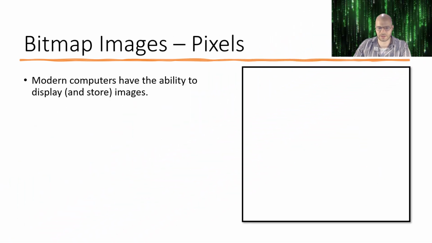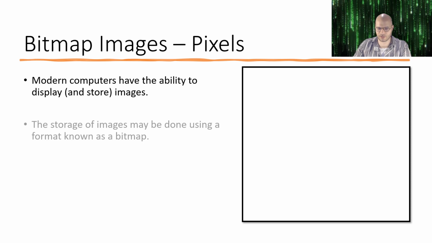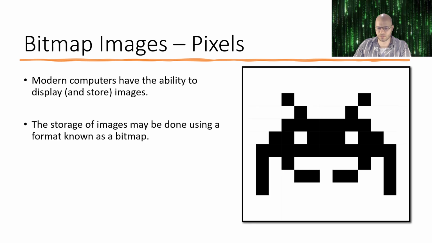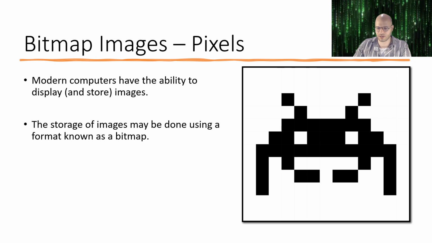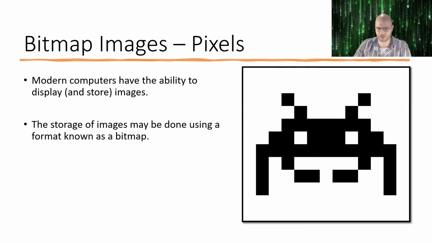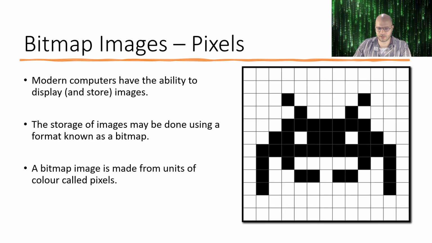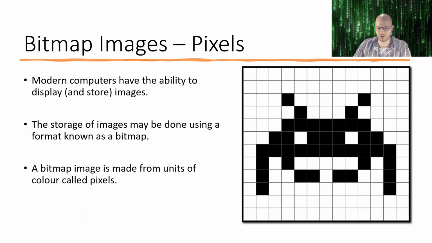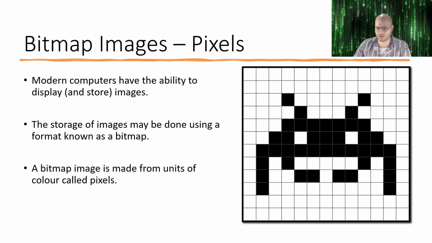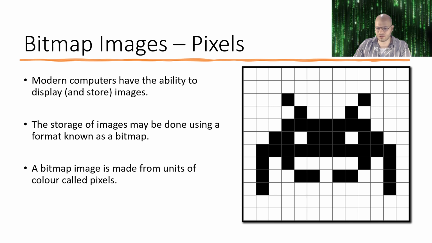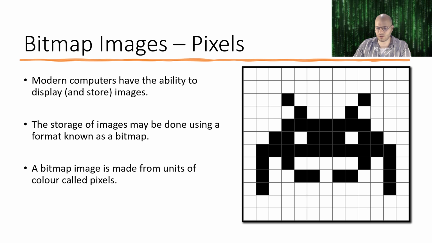Modern computers have the ability to display images. The storage of images may be done using a format known as bitmap. A bitmap example is shown on the right here. The bitmap image is made from units of color called pixels. Notice how the bitmap image has been split into squares. Each square is a block of color. What we can see is a visualization of a pixel.